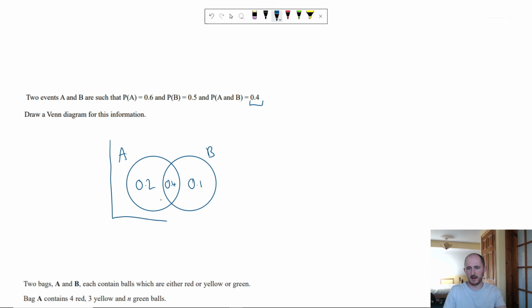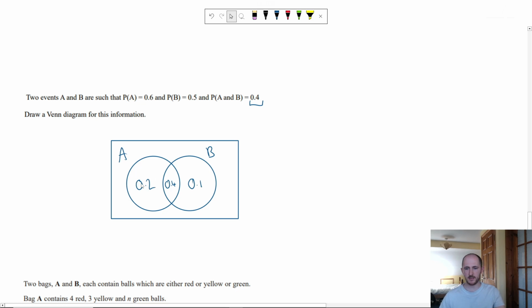Don't forget the big old rectangle, because that means we'll have a number on the outside of both circles. And how do we find it out? We add these up. 0.2 plus 0.4 is 0.6, plus 0.1 is 0.7. So 1 minus 0.7 gives me 0.3. And that's it for the rapid fire questions. Let's get on to some pretty dang hard past paper questions.